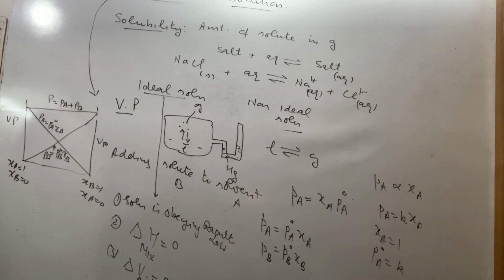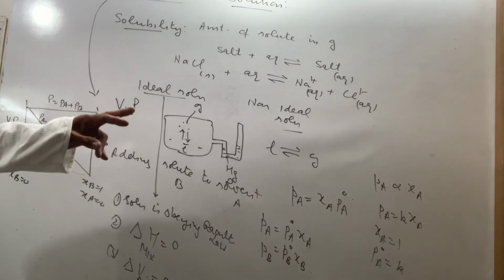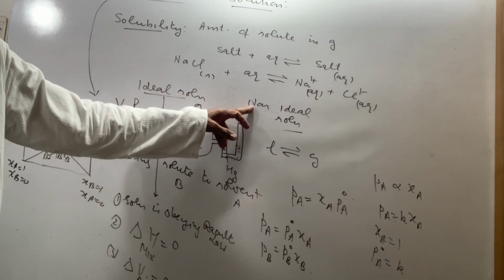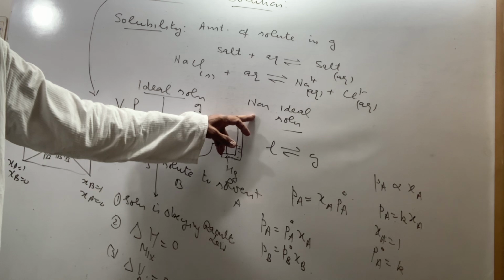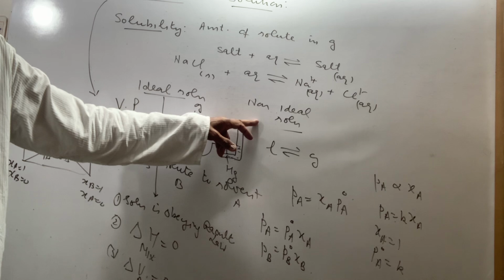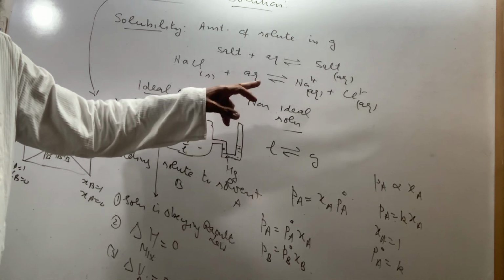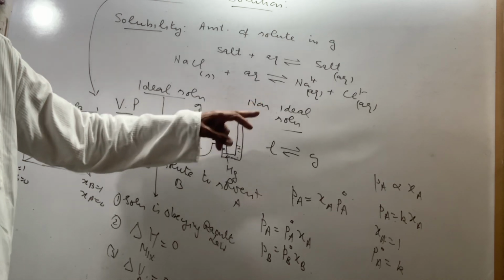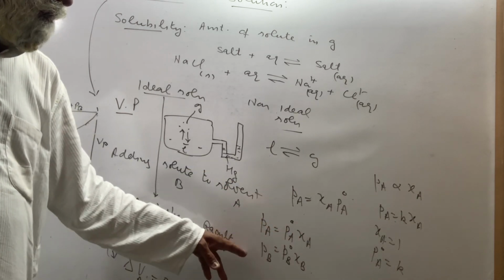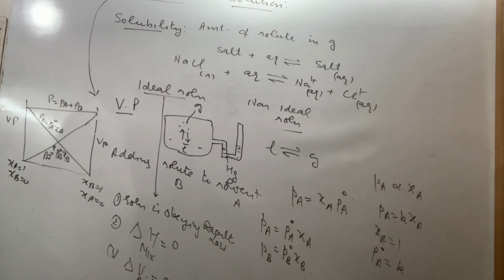Then what is a non-ideal solution? In an ideal solution Raoult's law is obeyed; here Raoult's law is not obeyed. For example, you have two types of non-ideal solution. One shows positive deviation, the second shows negative deviation. Positive deviation means that PA will be greater than PA naught into XA, PB will be greater than this, delta H mixing will be positive, and delta V mixing will be positive, right?